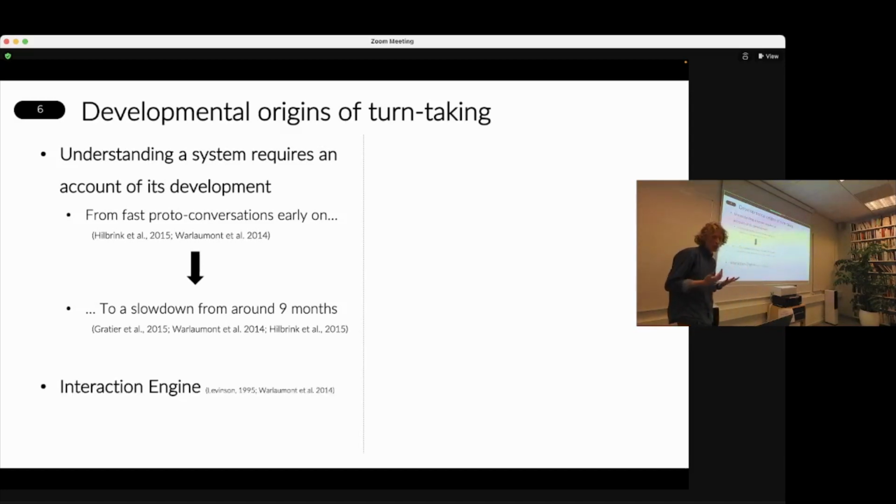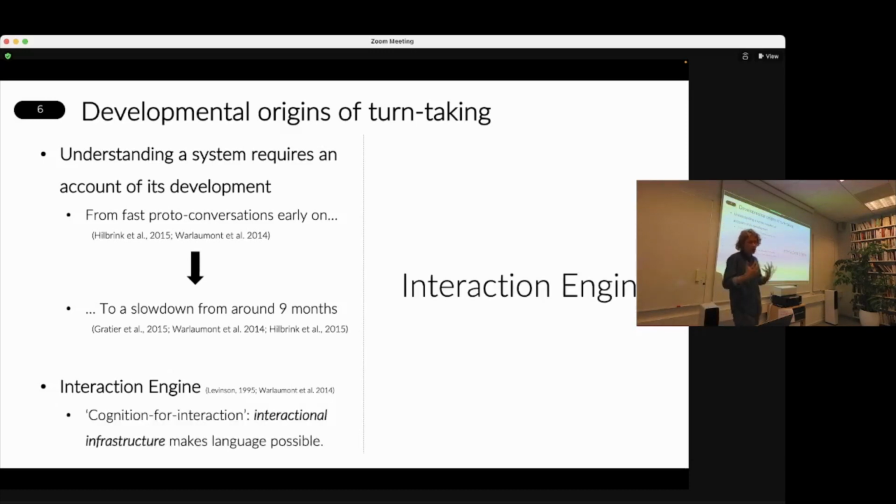And this slowdown has been sort of described in terms of this interaction engine. And it sort of relates to what I've already been talking about, that we have a cognition for interaction, that the interactive part of cognition is really the important part, and language is sort of superimposed on this interactional infrastructure or the interactional architecture. So the slowdown then might be that infants are starting to learn how to squeeze complex utterances into the interactional structure that they already have available to them.